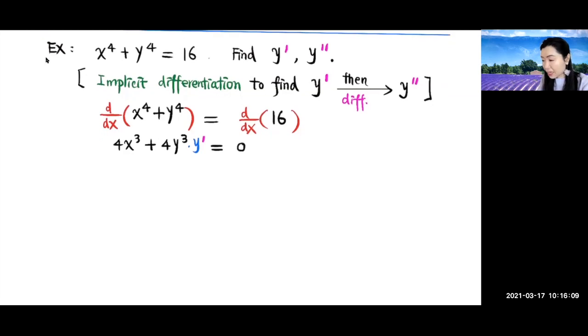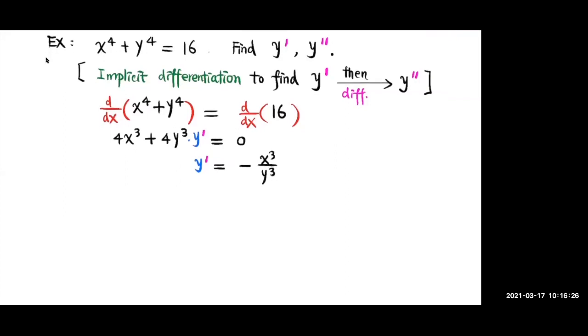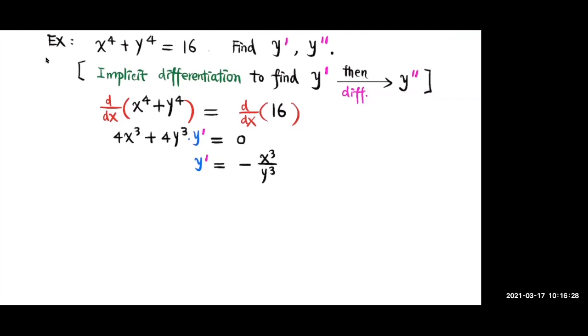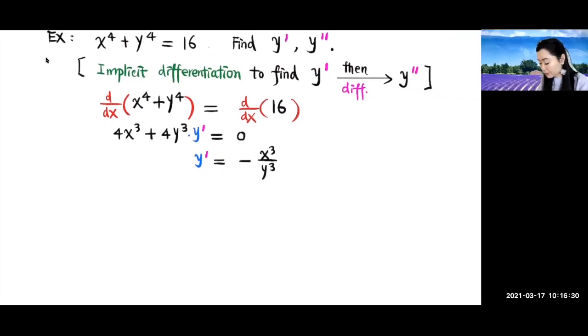Okay. Now you solve for y prime. So y prime is going to be equal to negative x cubed over y cubed. So we found y prime. Now we're going to find y double prime.